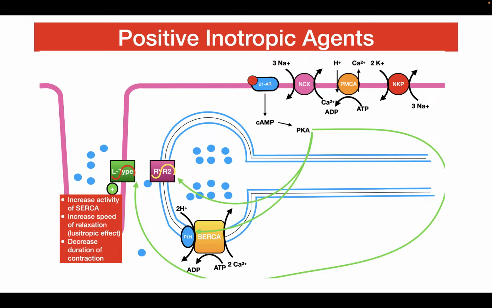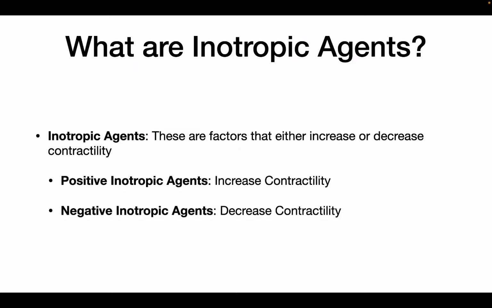In today's video, we're going to talk about positive inotropic agents. So with that, let's give it a go. So what are inotropic agents? Inotropic agents are factors that either increase or decrease the contractility of the heart.